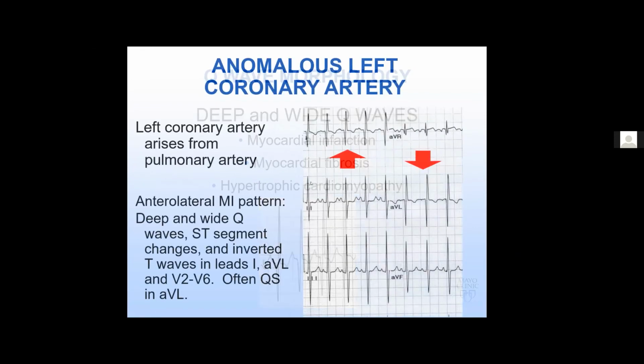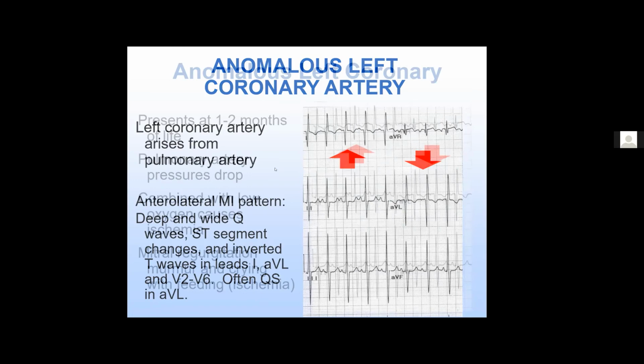And in this particular case, what you can see is there's these deep wide Q waves in leads 1 and AVL, okay? If you see that, that is a concerning finding. And so why do we see ischemia in kids? Well, we can certainly see it in a patient that has an anomalous left coronary artery. So this is where the left coronary artery arises from the pulmonary artery, which gives actual ischemia. So you can see these deep wide Q waves.